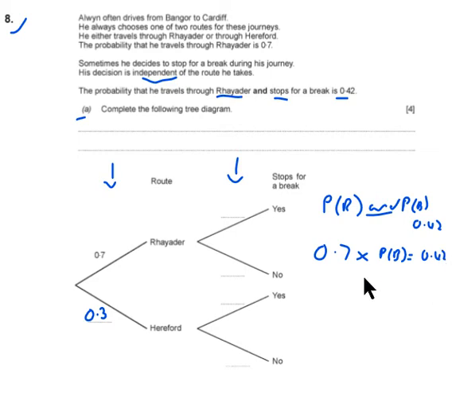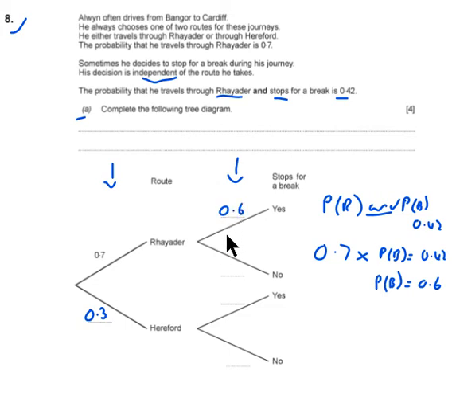So let's rearrange this equation by dividing both sides by 0.7 to find the probability that he stops for a break. So 0.42 divided by 0.7 is 0.6. So the probability that Alwyn stops for a break is 0.6, so I can fill that in on my tree diagram.